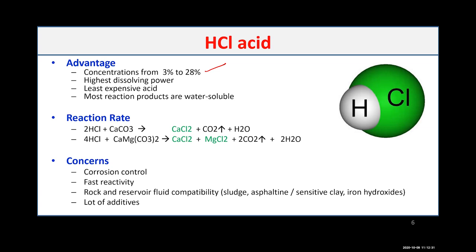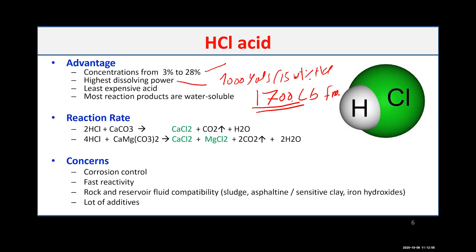It actually, like 1,000 gallon of 15% HCl can dissolve 1,700 pound of carbonate formation. So you can dissolve a lot downhole. You can increase significantly the porosity and significantly the permeability by having this acid. Dissolving power is really huge.